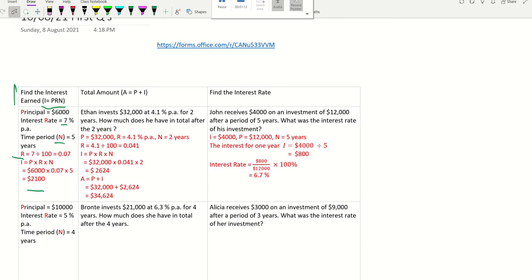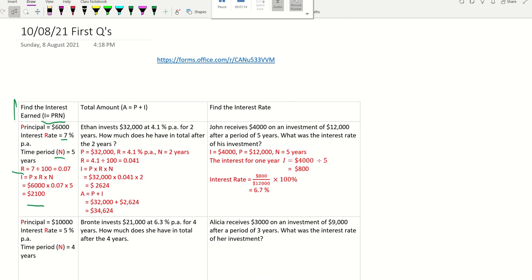Now, in the second question, what we're after is the total amount. A equals the principal plus the interest. This is the total amount that we're going to receive back. So Ethan invests $32,000 at 4.1% per annum for 2 years. How much does he have in total after the 2 years?